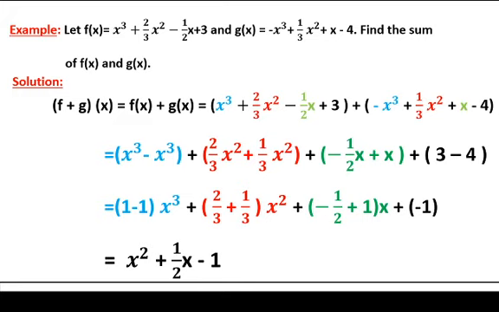So the sum of f of x plus g of x is exactly equal to x squared plus 1 over 2x minus 1.